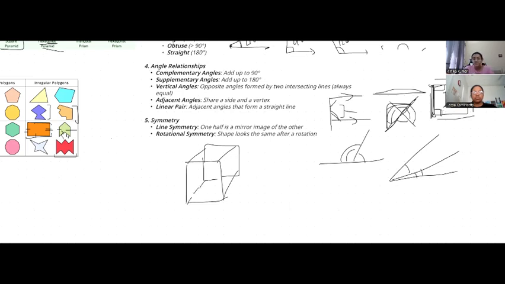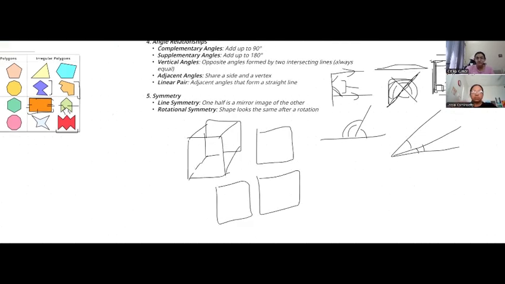And if we turn this, let's look at this cube from its top view. If we look at it from the top, it's going to look like this, right? If we look at it from the side, it's going to look like this. If we look at it from the bottom, it's going to look like this. There isn't really a difference between how it looks. So this is something that shows rotational symmetry. No matter what side I rotate a cube to, it's going to look the same because all of its sides are the same.